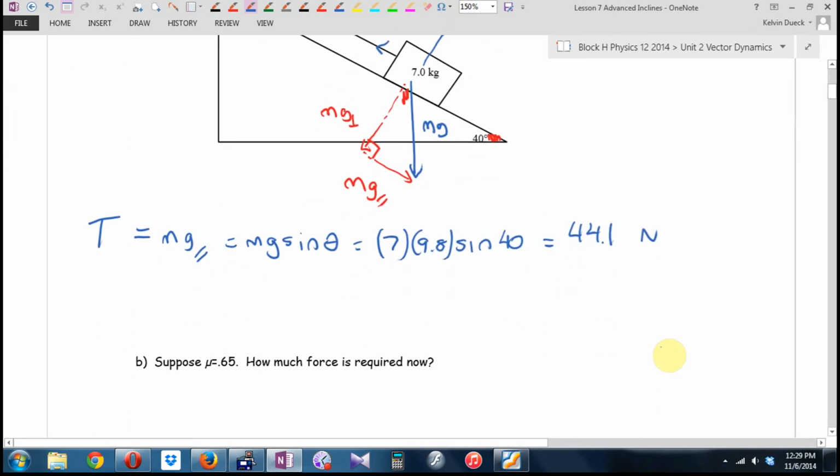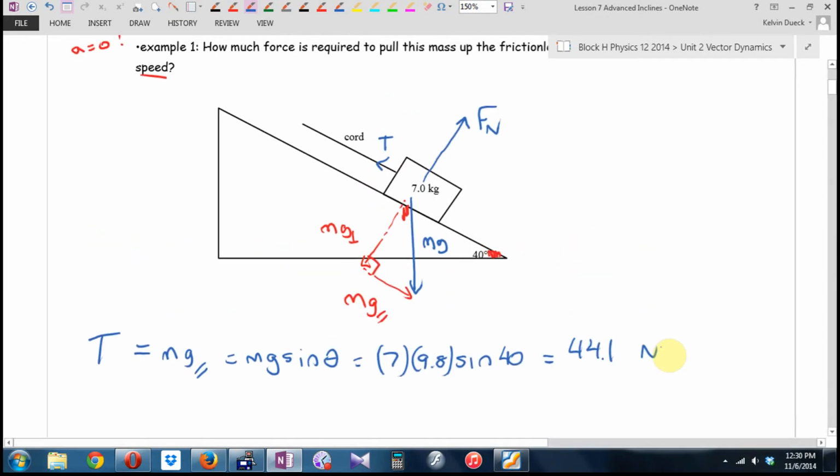Suppose mu equals 0.65, which is pretty high. This is going to be pretty rough. This is going to be like pulling it up on gravel. How much force is required now? Let's use the same diagram. We just got to add one thing. What do we got to add? There is a mu. What force am I going to add? Which way?